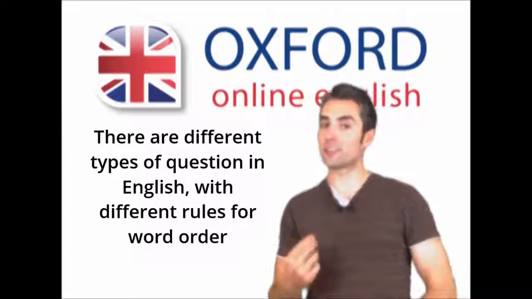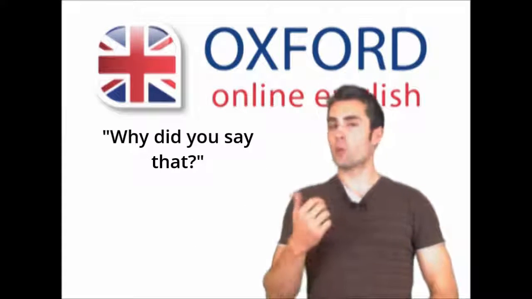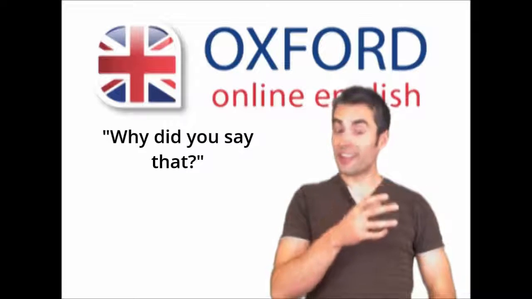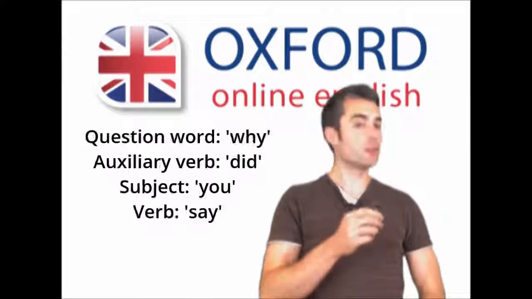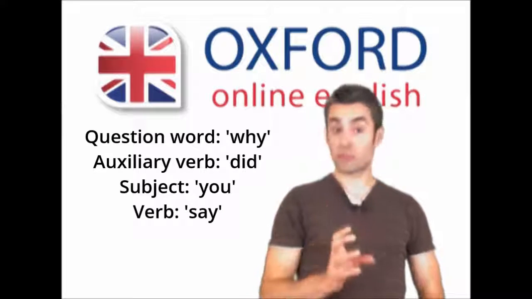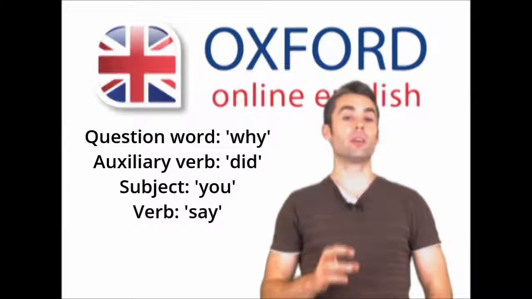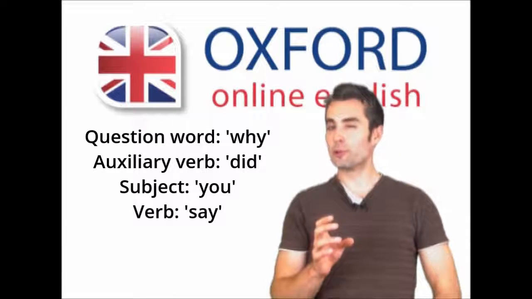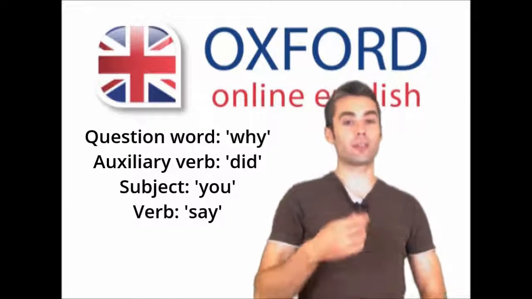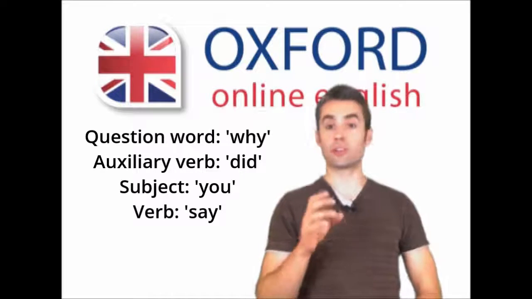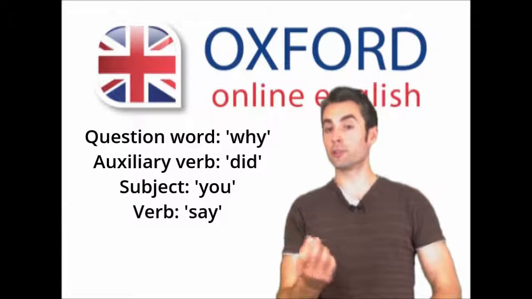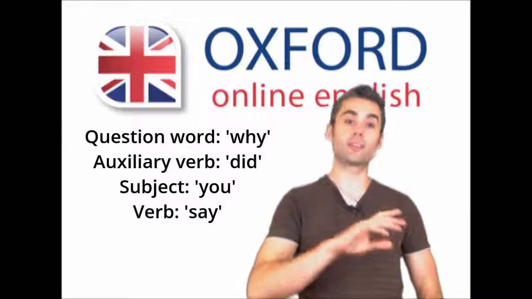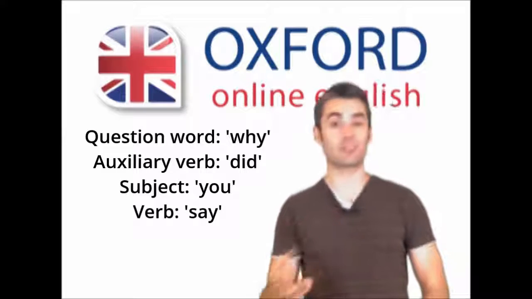Okay, let's look at an example of a question. Why did you say that? What does this question contain? Well, let's look. This question has a question word, why, an auxiliary verb, did. An auxiliary verb is a helper verb. It's there to make the question. It doesn't have its own meaning. You use different auxiliary verbs depending on the verb tense, so present, past, future, perfect, and so on.